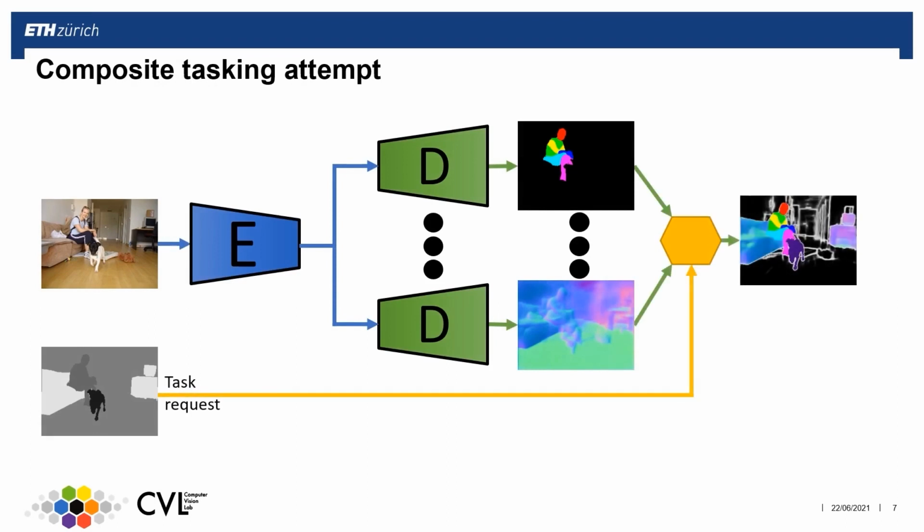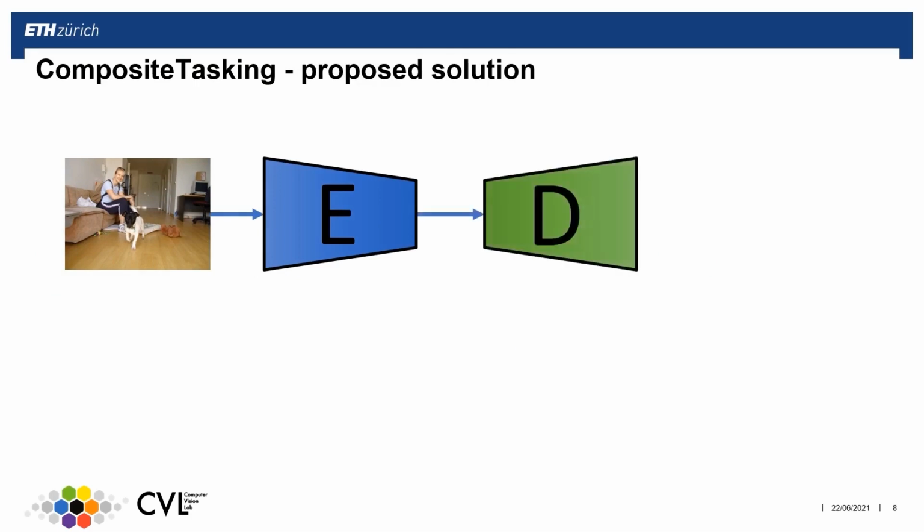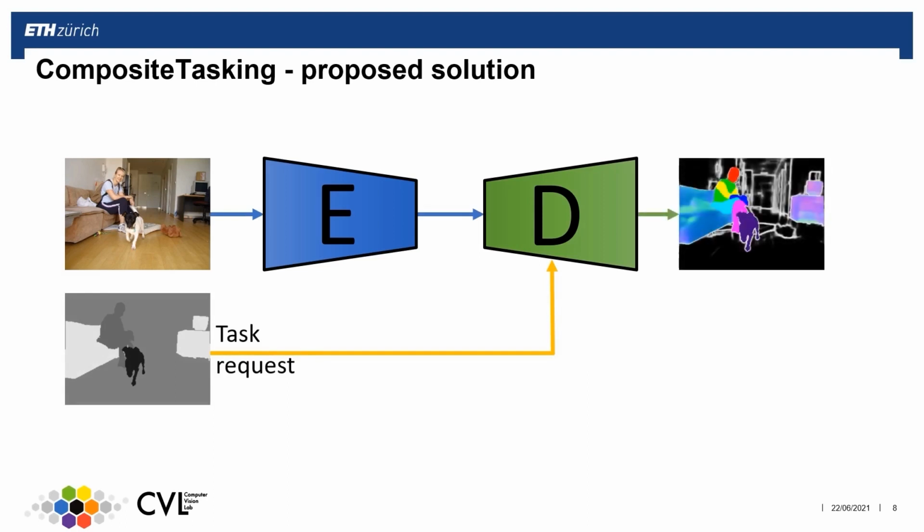Our proposed composite tasking network takes the input image and passes it through an encoder to produce a rich feature representation, which is then given to the decoder. The decoder is instructed which task to perform where by receiving a pixel-wise task request as an input, which we call the task palette. The network then produces the composite task, all in only one forward pass.